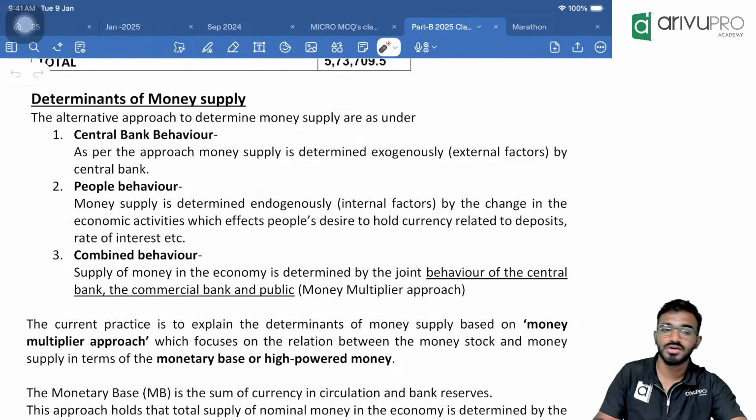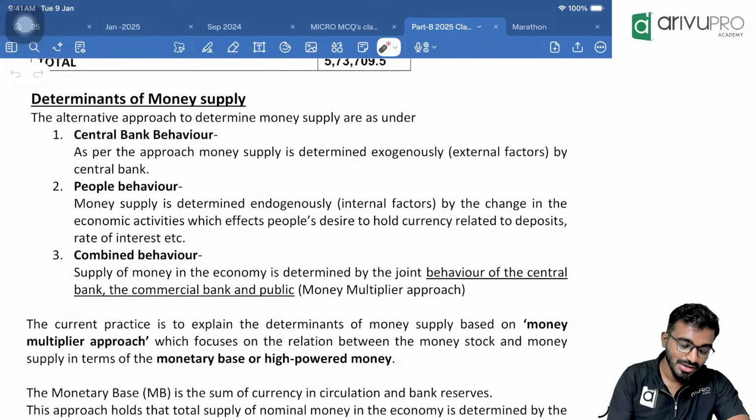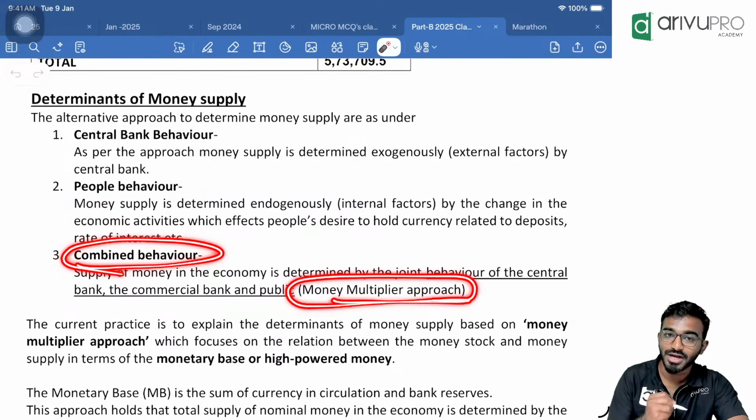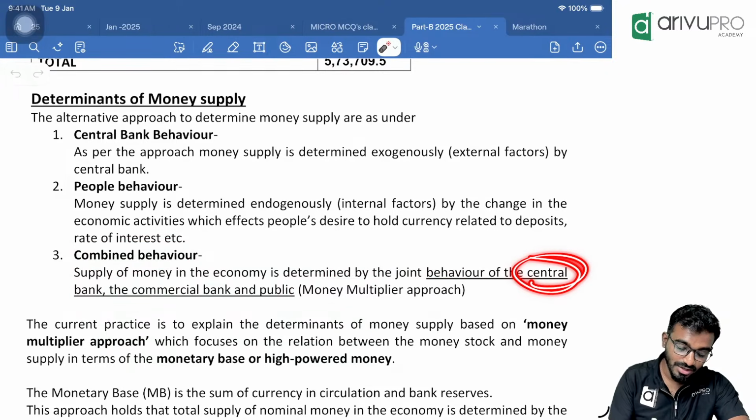To understand the concept of the multiplier and money supply, we need to understand the behavior of 3 elements. One, central bank behavior. Second, commercial bank behavior. Third, the general public. That is why we call it combined behavior to understand the money multiplier approach: the behavior of the central bank, the behavior of commercial banks, and the behavior of the general public.